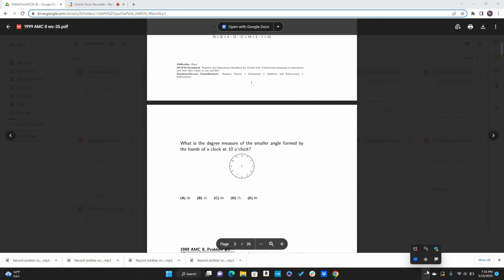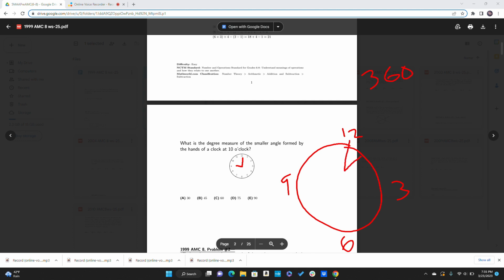What is the degree measure of the smaller angle formed by the clock at 10 o'clock? So 10 o'clock is going to look something like that. Pretend that it's 10 o'clock and not 9 o'clock. We need to figure out the angle between all of our numbers. Our clock is a circle, so it's got 360 degrees in it. And there are 12 numbers on our clock, 1 through 12. So between each number is 360 divided by 12 degrees. Doing that division, we get 30.